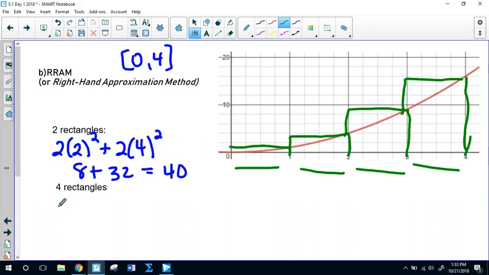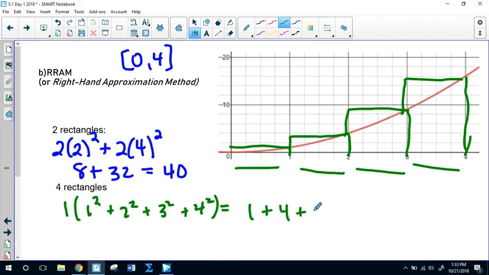Okay, same process. My widths are all 1. Let me actually factor that out anyway, so we're not looking at it. And I'm doing 1 squared plus 2 squared plus 3 squared plus 4 squared. So this comes to 1 plus 4 plus 9 plus 16. This is 25, and 5, this is 30. Significantly smaller than the only 2 rectangles.